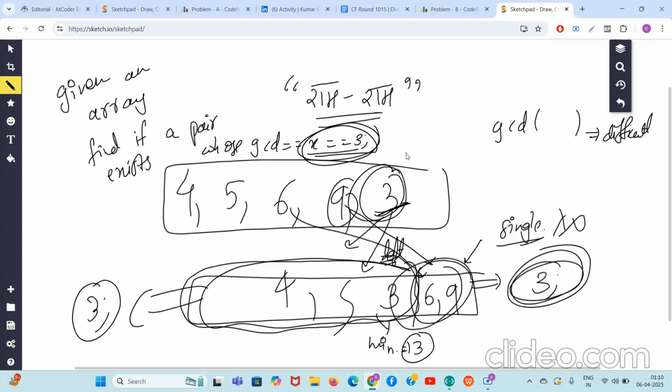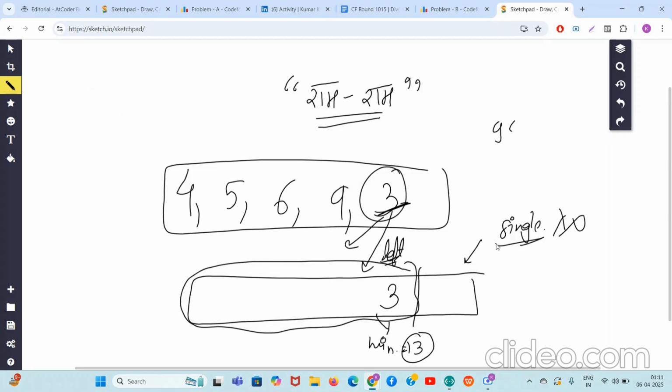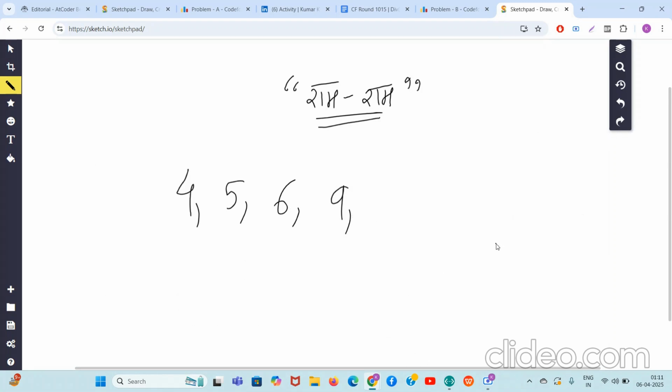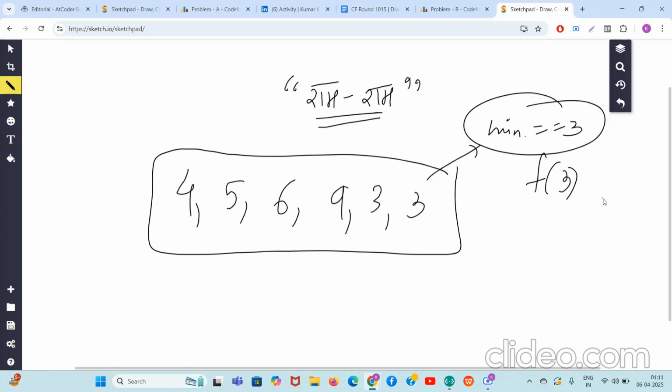So guys, how will we know if two elements are there in this array whose GCD is equal to the minimum value of the array? How can you do the trick? So guys, hopefully you came to know that the solution is pretty simple. If an array is given to you like this, what is the solution? Find the minimum number. Minimum number is 3. What is the frequency of 3? 3 is coming 2 times.